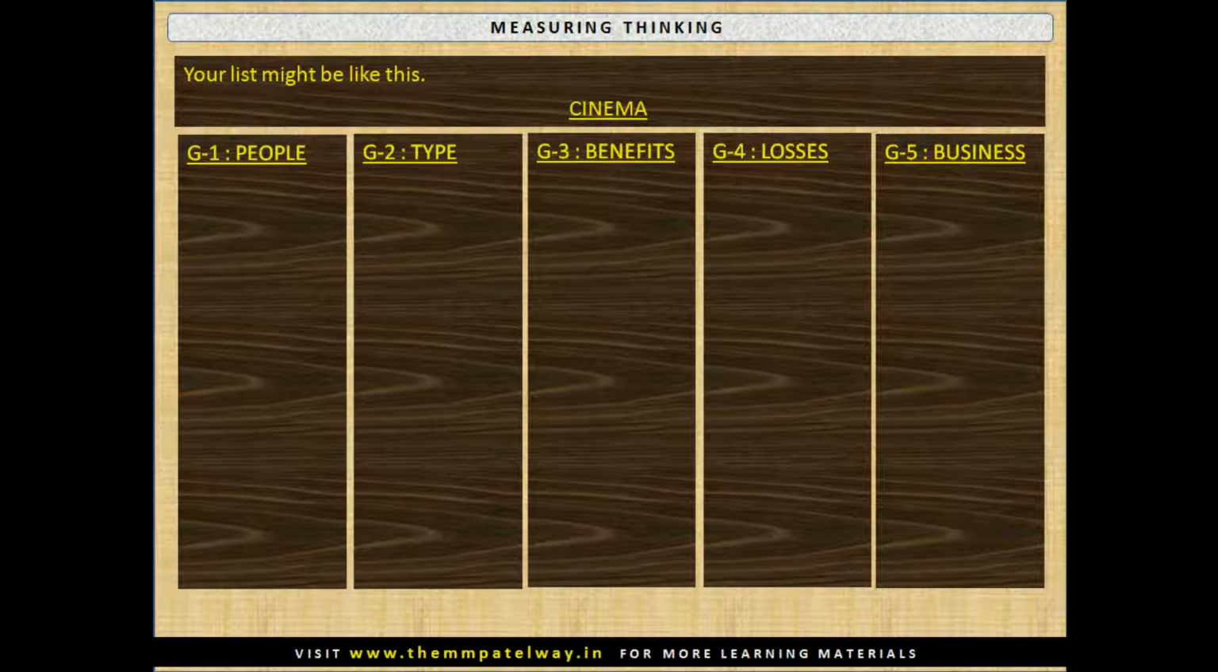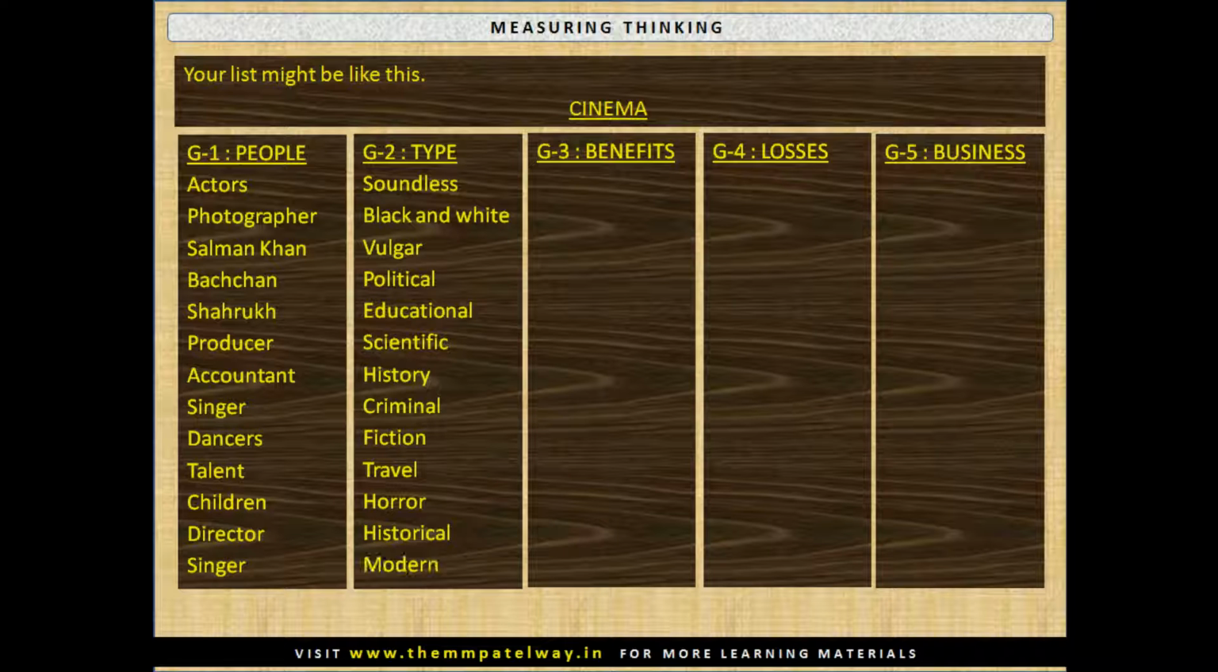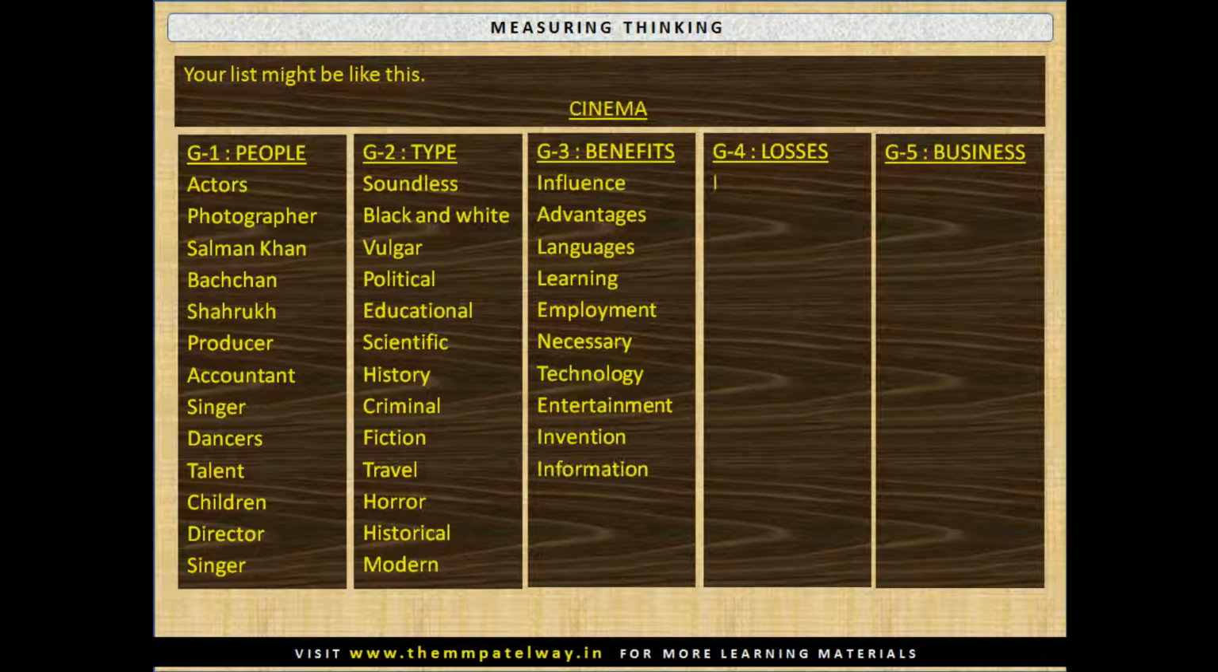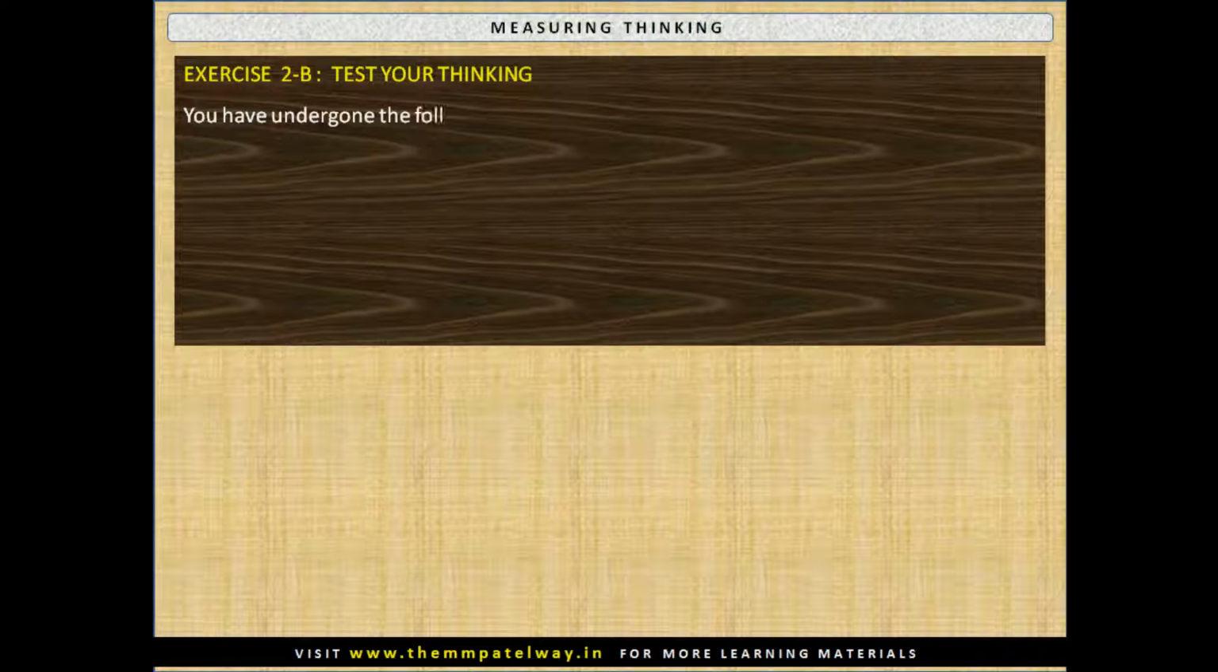Your list might be like this. For example, under people, we have written words like actor, photographer, Salman Khan, Bachchan, etc. Type of cinema: soundless, black and white, vulgar, political, etc. Under the group benefits: influence, advantages, languages, learning, etc. Under the heading losses: disadvantage, fashion, corruption, evil, etc. And cinema as a business will have words like money, profit, loss, taxation, etc. Now let us go ahead to the next part.